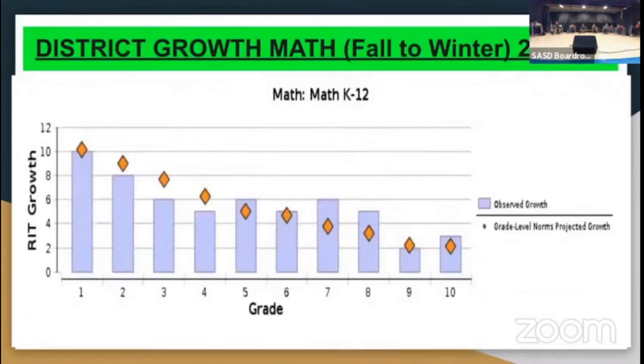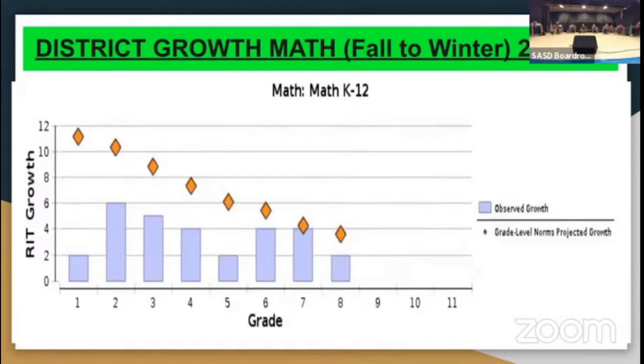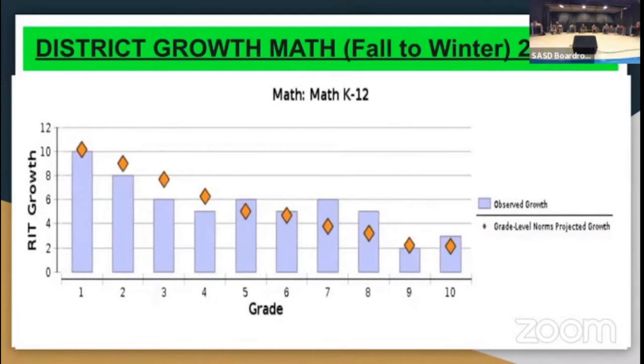Then again, I pulled that growth math data. This is this year's growth for math from fall to winter, that expected growth. You can see 1st grade exceeded that growth, and 5th through 10th grade all met growth or exceeded growth. Then I have last year's data. Also, that growth, again, looks very similar to that reading. And then again, this is this year's.